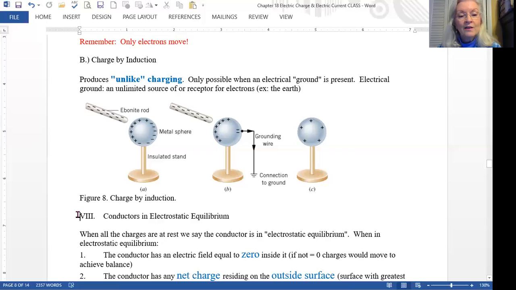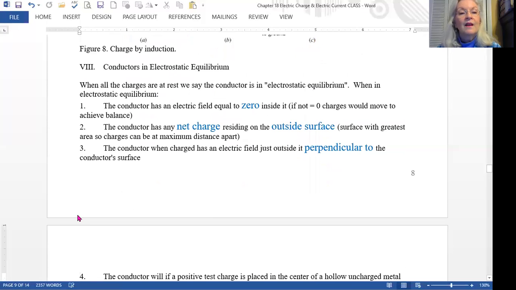Okay, moving right along. Let's look at conductors in electrostatic equilibrium. If you are in electrostatic equilibrium, the charges are not moving, and the charges are as far apart from each other as they can get. So the conductor is going to have an electric field equal to 0 inside of it. If it were not 0, the charges would have to move to balance it out. So at rest, they're standing still, the field inside is 0.